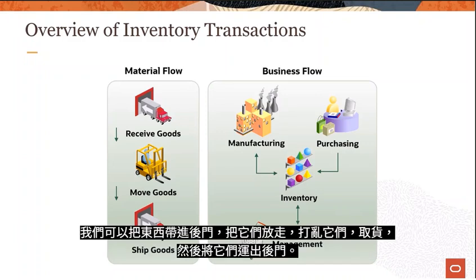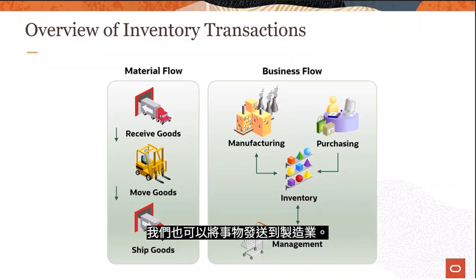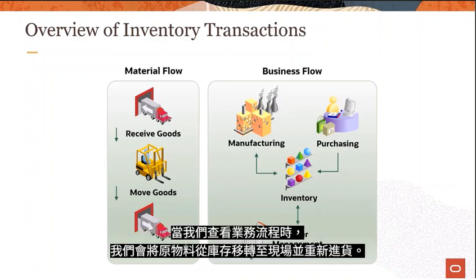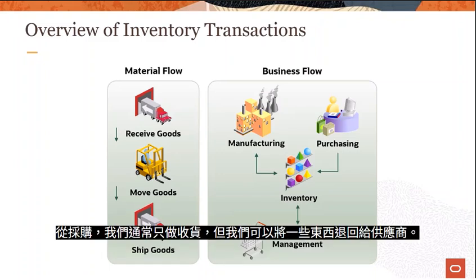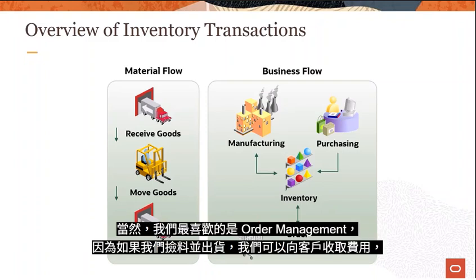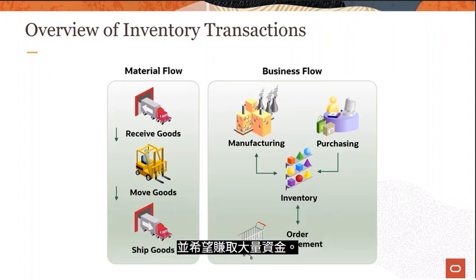We can bring things in the back door, put them away, shuffle them around, pick, pack, and ship them out the back door. We can also issue things into manufacturing. So when we look at the business flow, we have movement of material from inventory to the shop floor and back in. From purchasing, we normally just do receipts, but we could return something to the supplier. And of course, our favorite is order management, because if we pick, pack, and ship it, then we can charge the customer and hopefully make lots of money.